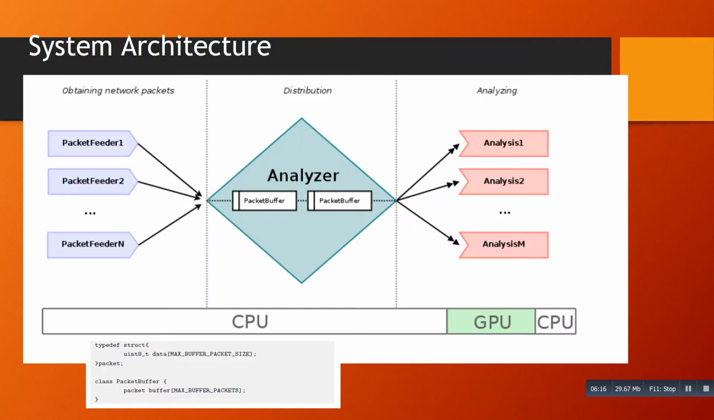In thread level parallelism, each thread handles every packet. In block level parallelism, multiple threads handle a packet. So these are the two approaches we have deployed in our framework, and this is the system architecture.